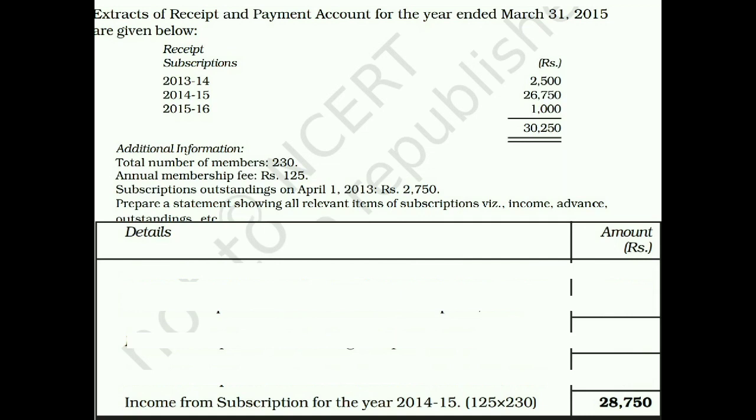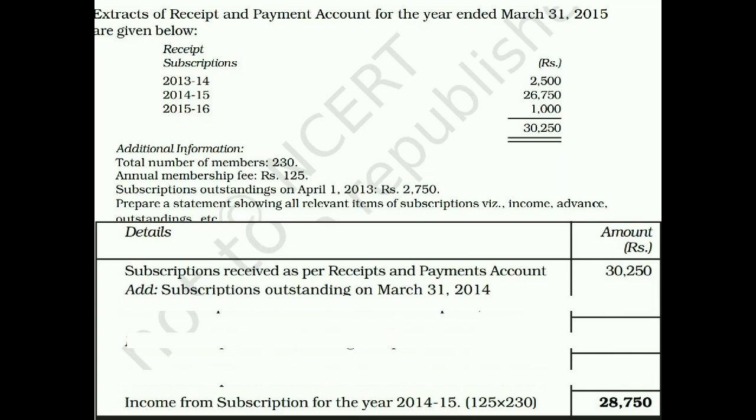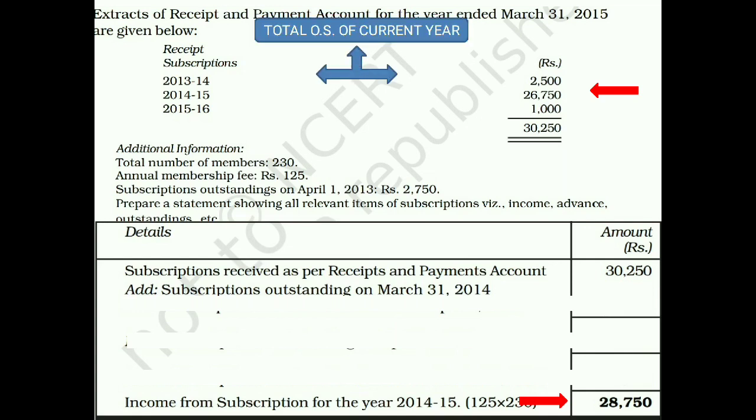So firstly, how much subscription have we received during the year? That is 30,250. It will be there directly. The next point is, what is the subscription outstanding for the current year? How will we find the outstanding of the current year? Definitely, what should be the subscription of the year? It should be 28,750. But how much have we received? That is 26,750. So the current year subscription outstanding is the difference, that is 2,000.